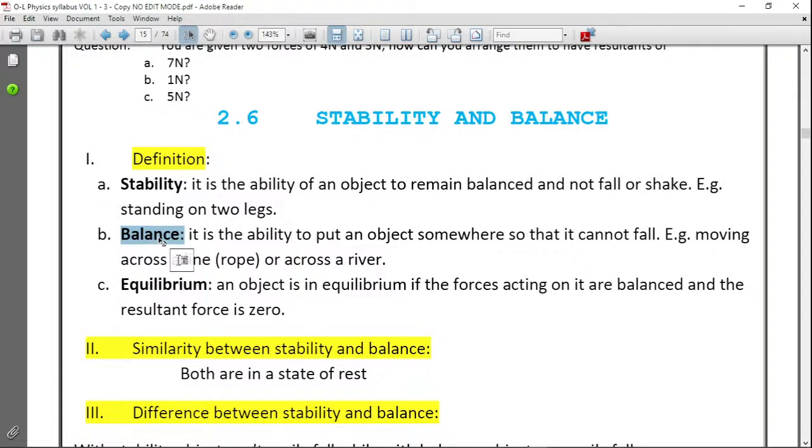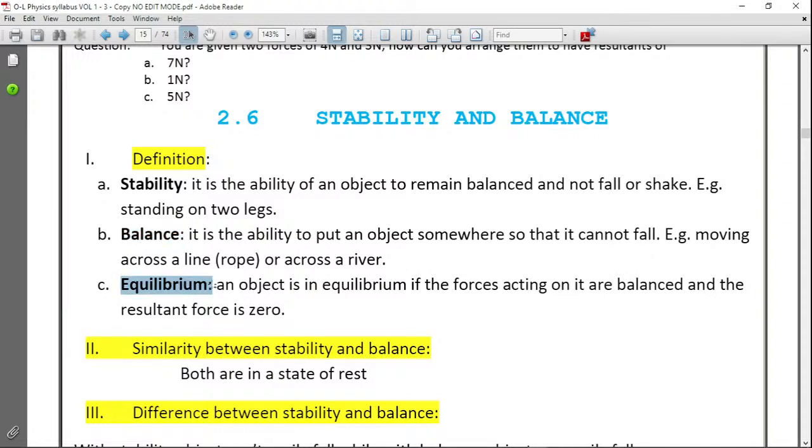So balance is the ability to put an object somewhere so that it cannot fall, for example, moving across a rope or river. Like all of these guys that walk on the rope, they're actually doing what they call balance. They're not stable because they have to be shaking their hands to get balance. Unlike you, who are just standing, you don't need to use any additional energy or tactics to remain where you are.